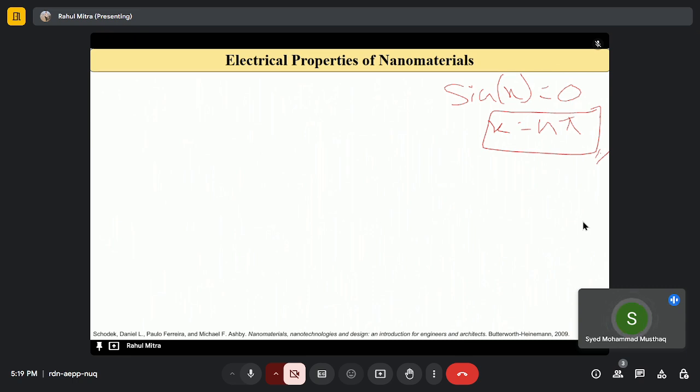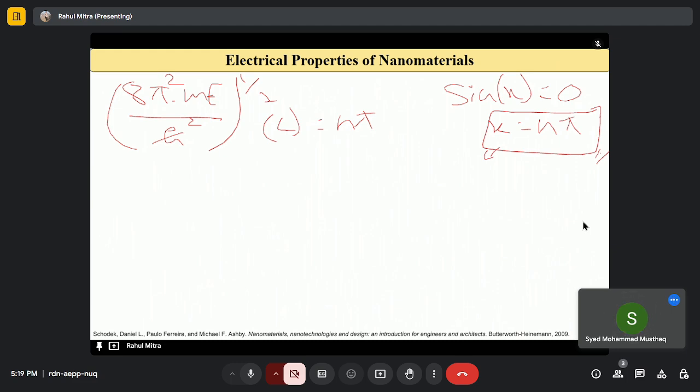So what is our x here? Our x here is 8 pi square m by h square (h being the reduced Planck's constant), 1 by 2 times L equals n pi, where n equals 1, 2, 3. Putting this back into our equation, that will turn out to be psi equals A sine n pi by L into x.